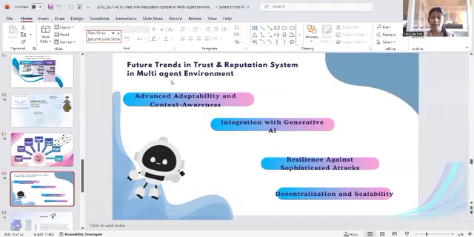Next one is future trends in a trust and reputation system in a multi-agent environment. There are four future trends. First one is advanced adaptability and context awareness. Second one is integration with generative AI. Third one is resilience against statistic attacks, and last one is decentralization and scalability.